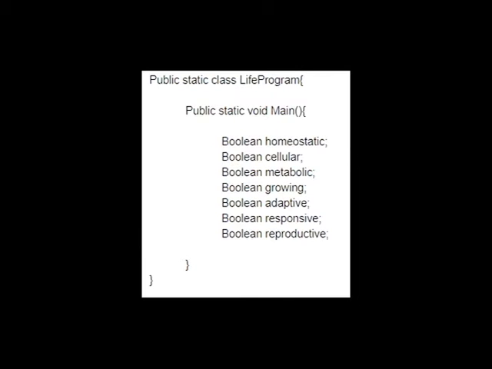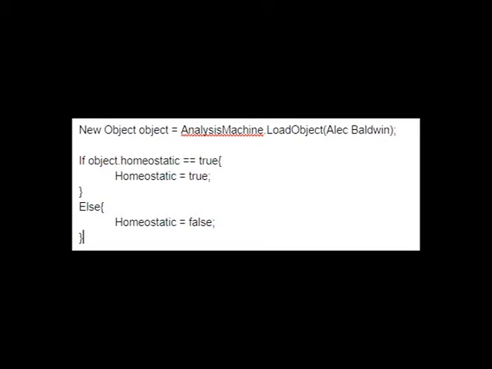Our program is going to use these variables to store information about whatever object we place into our analysis machine. The machine will observe whatever we put into it. Let's say it's Alec Baldwin, and go through assigning a Boolean value to each of the variables. If Alec Baldwin displays whatever quality we're looking for, the machine will tell the computer to assign a value of true to the respective variable. If by some chance Alec Baldwin doesn't display one of these characteristics, it'll be marked as false.